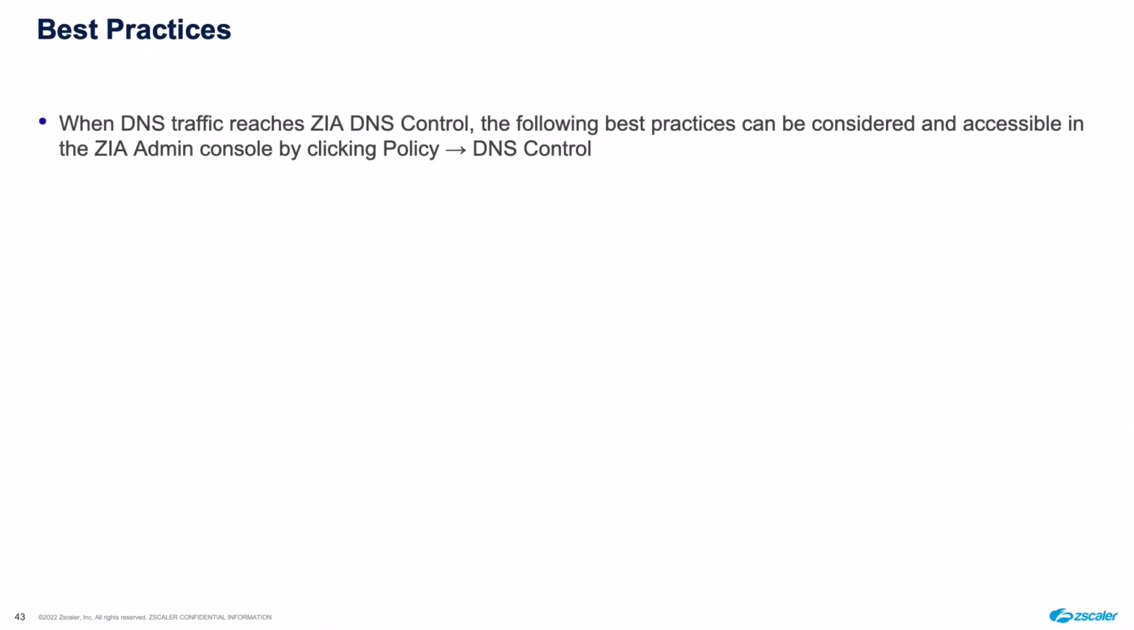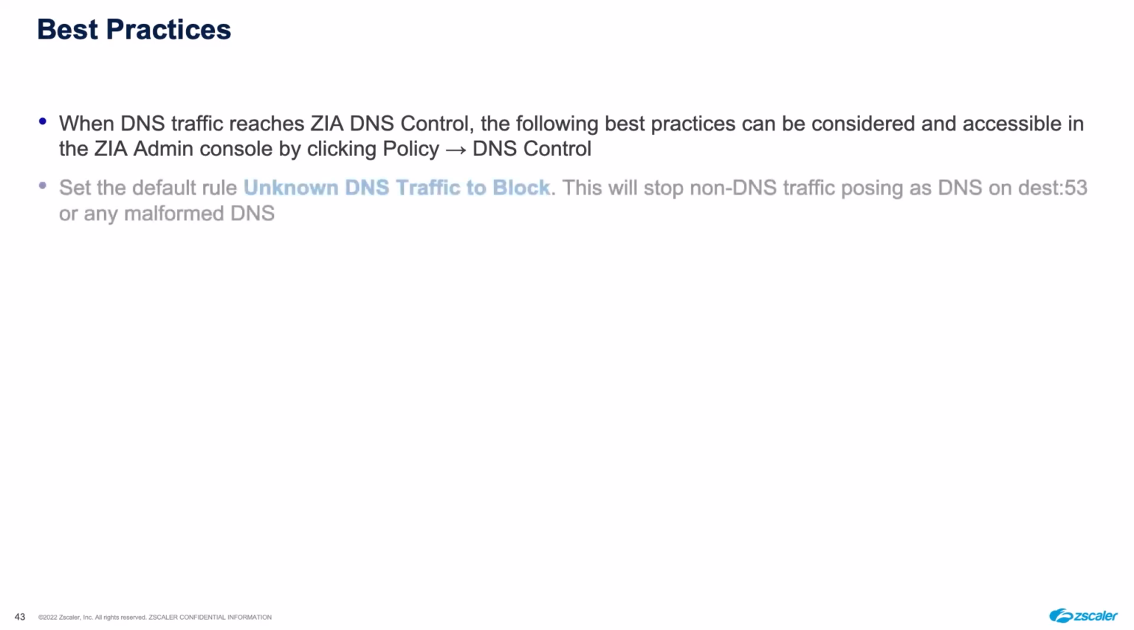Quickly, I want to talk about some of the best practices. When it comes to DNS, one of the important aspects is how you forward the DNS traffic to Zscaler. Let's start with the policy standpoint. You set the default rule with unknown DNS traffic to be blocked. This will stop non-DNS traffic posing as DNS on UDP 53, or any malformed DNS packet. That default is already available in the system. We encourage you to keep it blocked all the time.